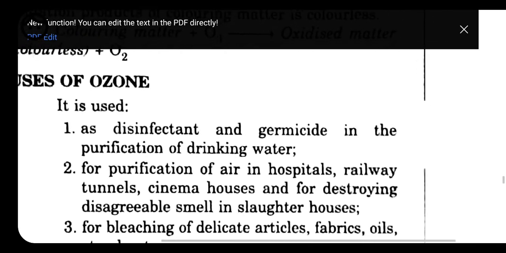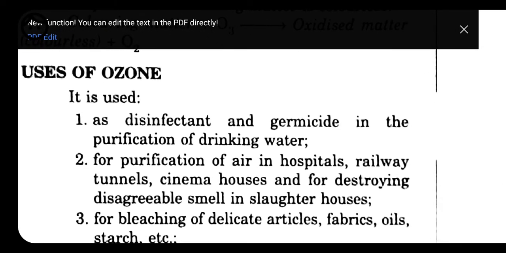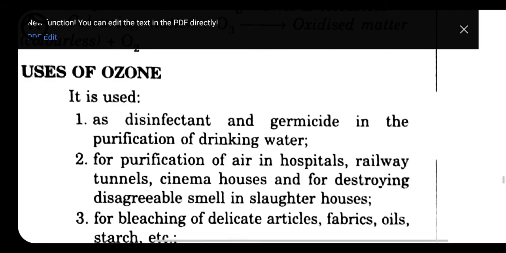Uses of ozone: it is used as a disinfectant and germicide in the purification of drinking water. It is used for the purification of air in hospitals, railways, tunnels, cinema houses, and for destroying disagreeable smell in slaughterhouses. In these places there is too much rush, so ozone is kept to kill the germs, or it acts as a disinfectant.